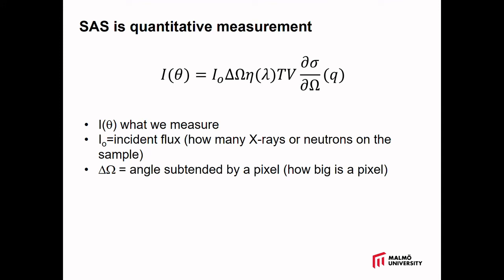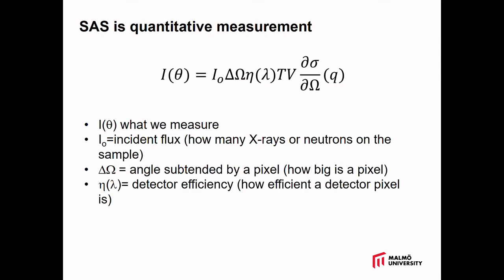We need to know, if we're counting on a pixelated detector, how big the detector is, how big the solid angle subtended by a pixel is. We need to know how efficient the detector is, because we use different kinds of radiation and different kinds of detectors. We want an absolute number. For the time of flight technique, this is also a function of wavelength of the neutrons.